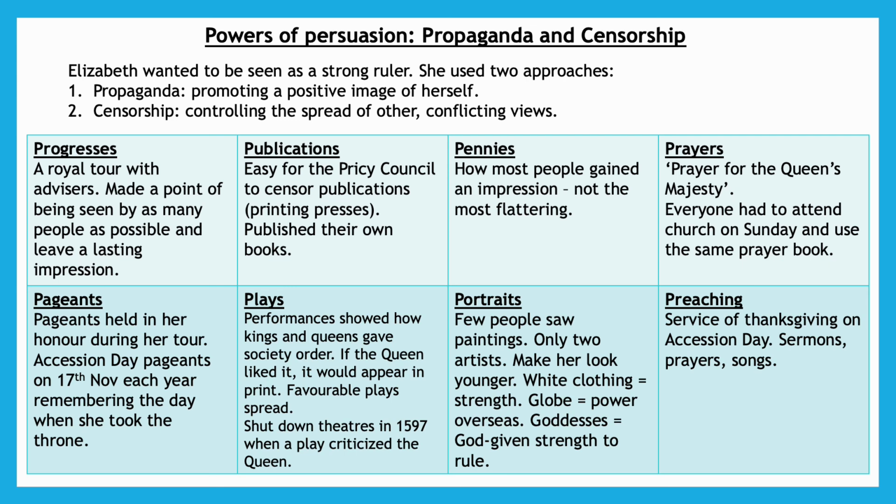Paintings, so she only had 2 artists. They'd make her look younger. As we saw in the first painting, white clothing for strength. She'd often be pictured with a globe to show her power. And finally, preaching. Services of Thanksgiving on Accession Day, sermons, prayers, songs, again promoting the positive image of Elizabeth and censoring any other conflicting views.